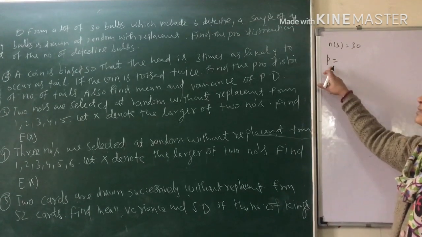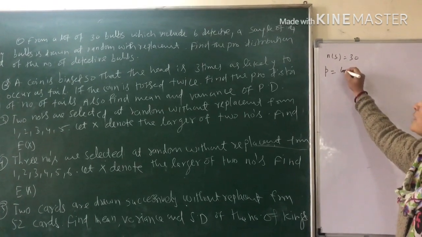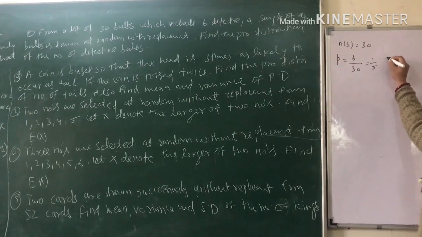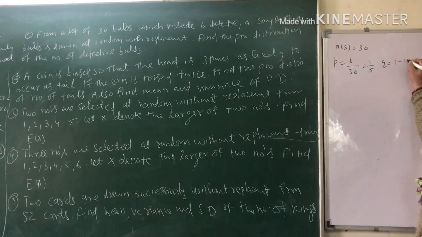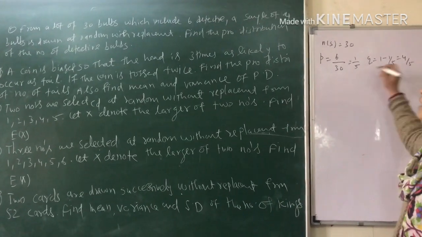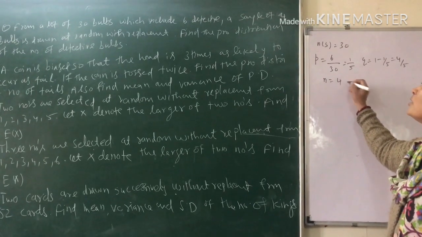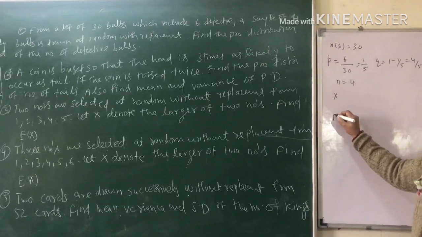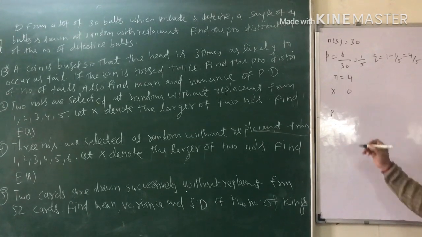So one time success, that is, P: 6 defective out of how much? 30. So P equals 1 by 5, and Q equals 1 minus 1 by 5, that is the unsuccess, which equals 4 by 5. Number of bulbs we are taking: 4. Now I am finding the probability distribution of X, starting with 0 success.